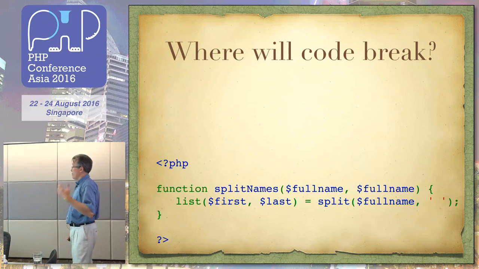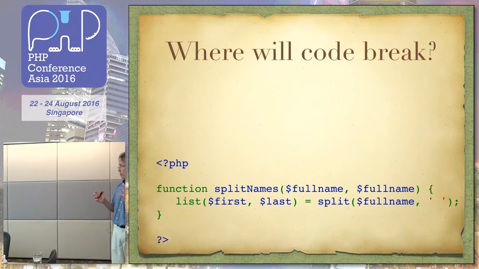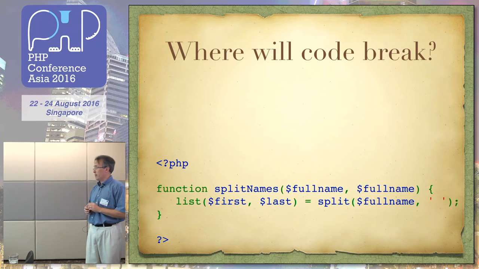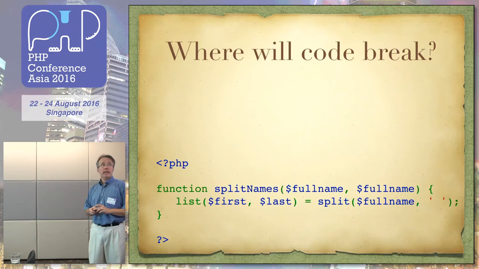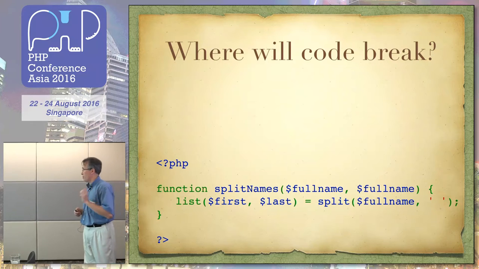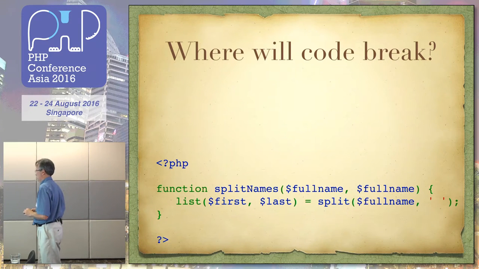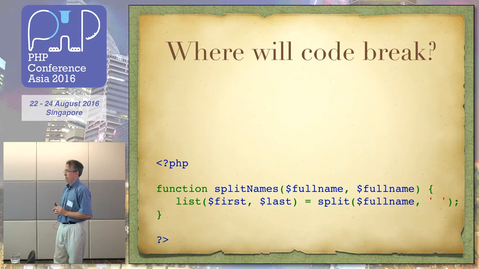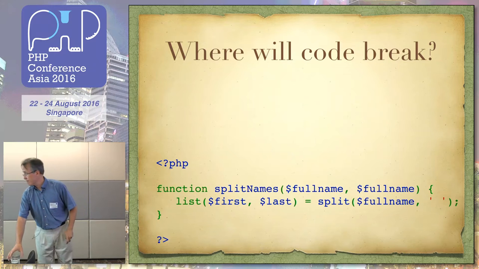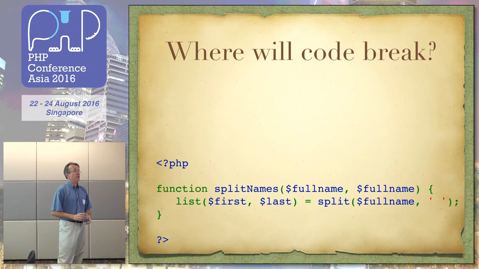Here, this is a very simple code. The first part of PHP is checking for syntax. Can anyone spot a syntax problem in this code? A syntax problem. Same variable name repeated. Yes, same variable name.